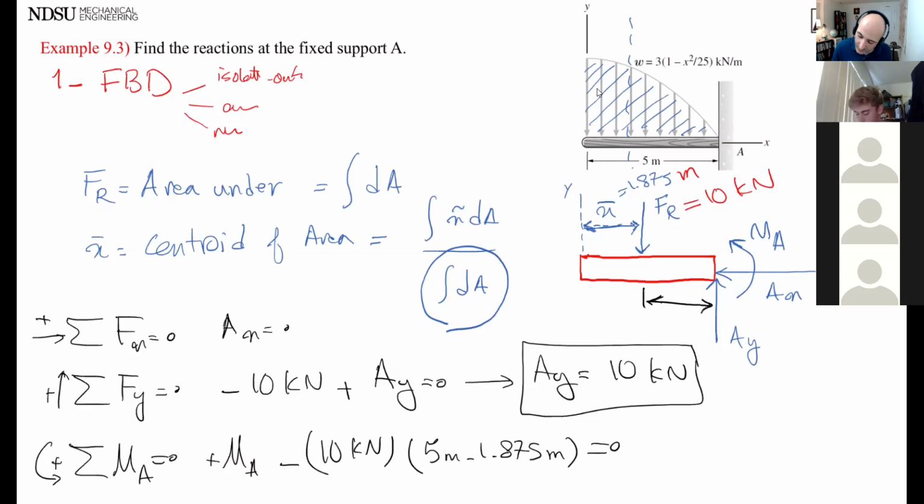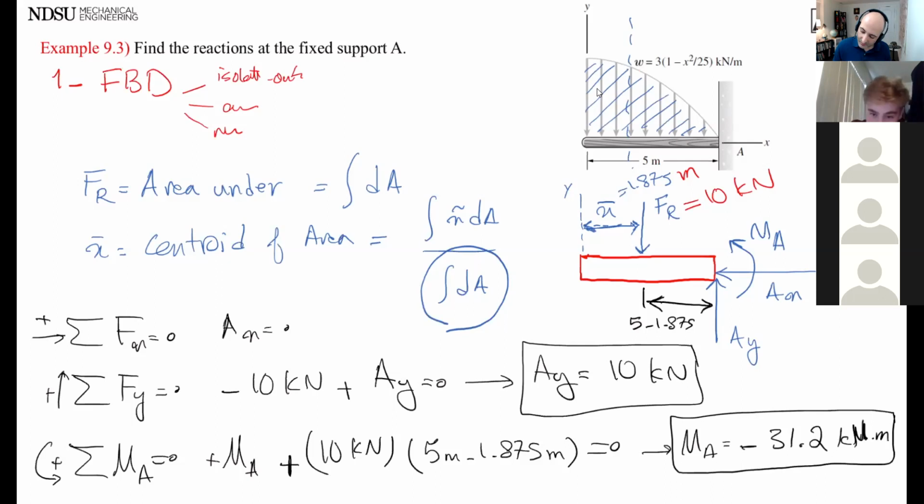This one here is 5 minus 1.87. Oh wait, this is also plus. FR creates a moment in the same direction. Okay, now we got it. 31.2 kilonewton meters. What does this negative mean here, by the way? Rotating clockwise. So the one I drew here should have been the other way, right?